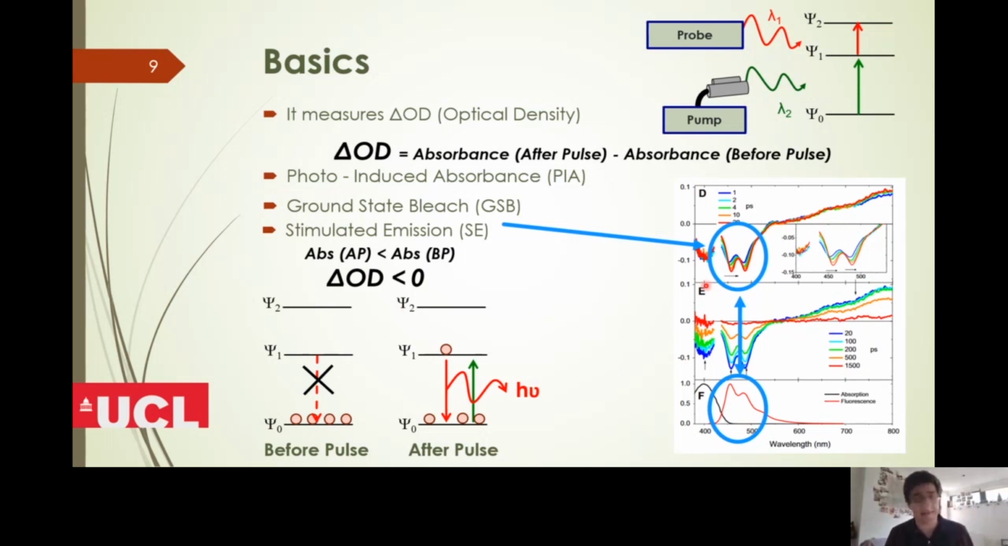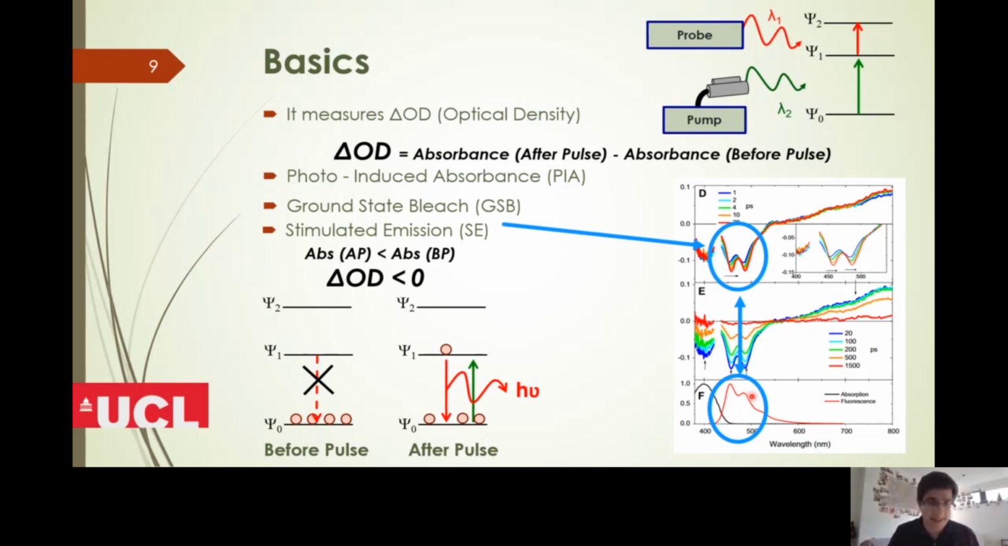An easy way to check that you have stimulated emission is to check that the shape of your feature has the same features as the PL of your material. Like here, for example, you have 2 peaks here, and here you have 2 different peaks.